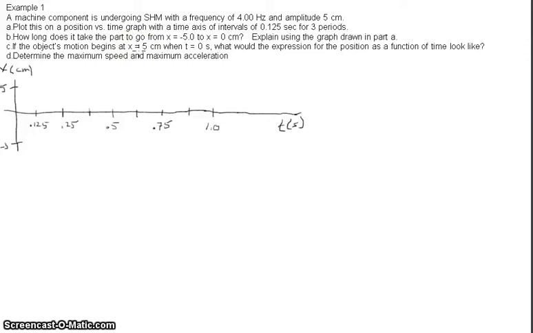A machine component is undergoing simple harmonic motion with a frequency of 4 Hz and an amplitude of 5 centimeters. Plot a position versus time graph with the intervals being 0.125 seconds for 3 periods.